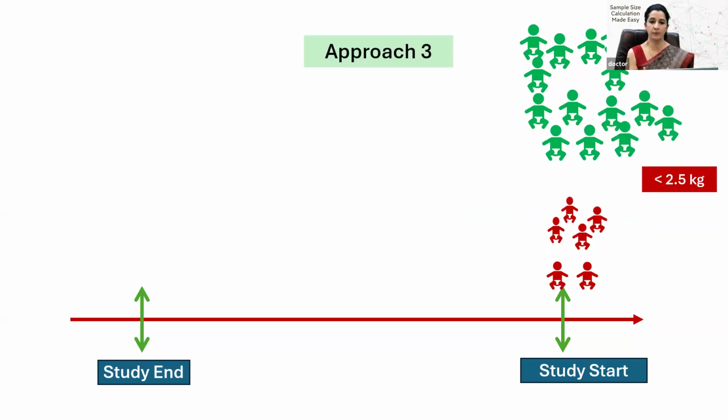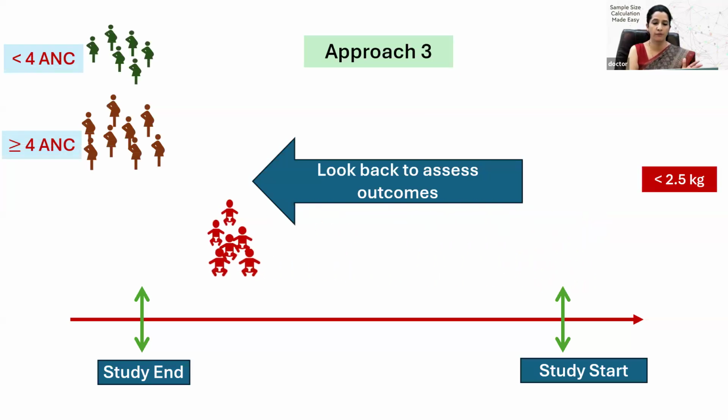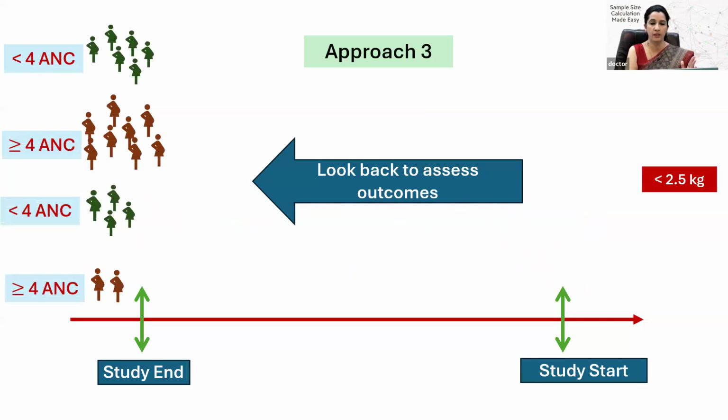And this is the third approach, when I have recruited the low birth weight babies, and I have taken the normal birth weight babies as a control. Then I have followed it up and classified the exposure status as having less than 4 antenatal visits or more than or equal to 4 antenatal visits. And then I calculate the measure of association, which is the odds ratio. Then it is a third type of study, which is a case control study.